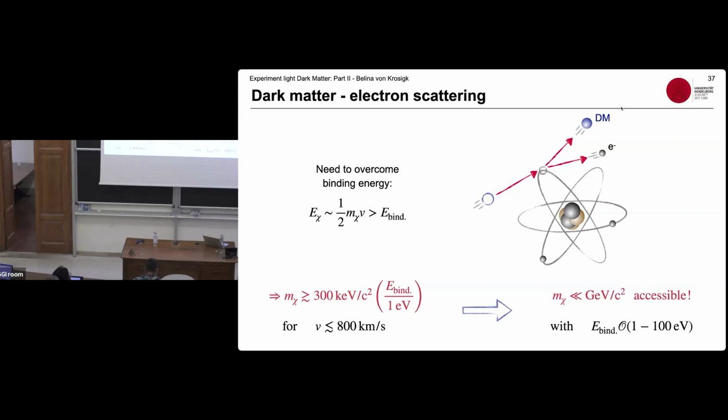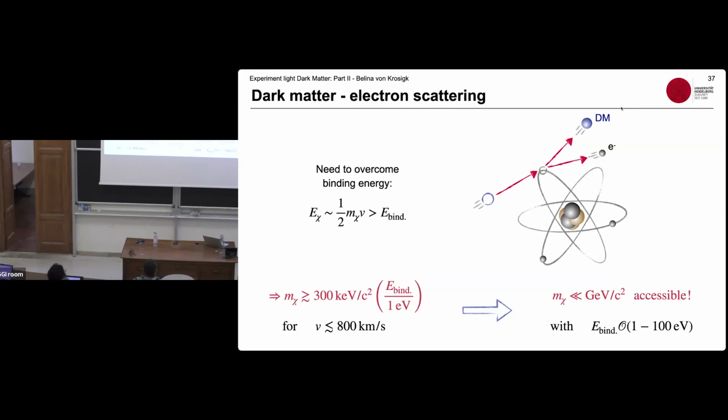If it doesn't kick the electron out of its bound state, then we can't pick it up. It needs to be released from the atom. And so in the end, what the dark matter, so chi for dark matter, needs to provide is an energy that is larger than the binding energy.